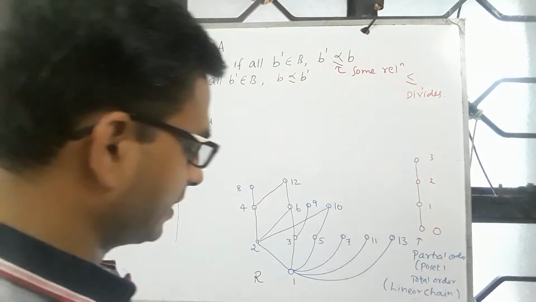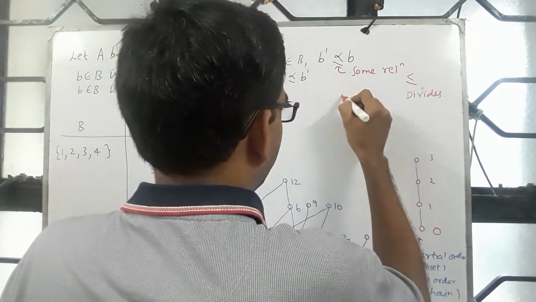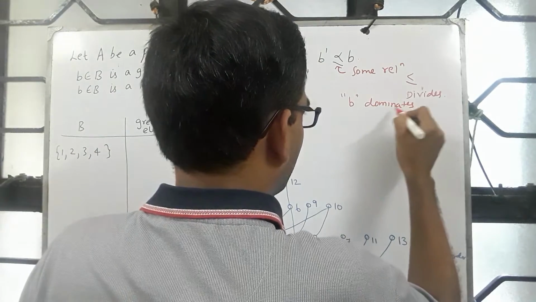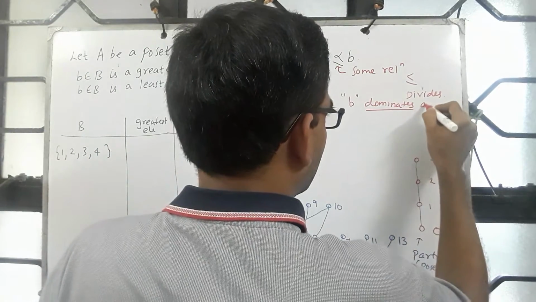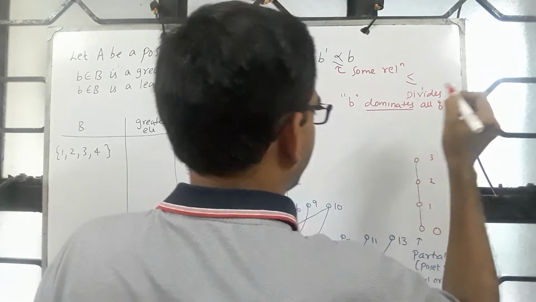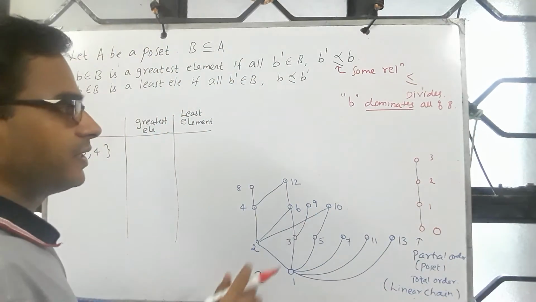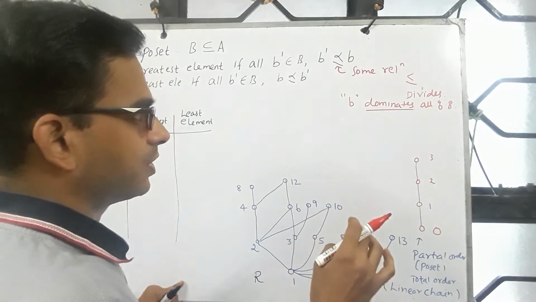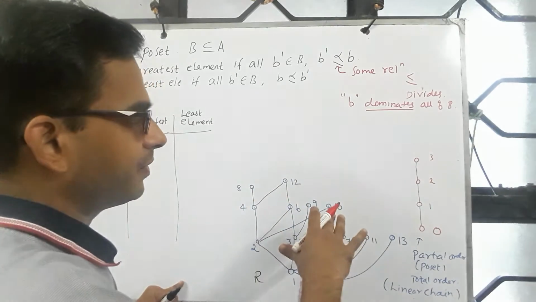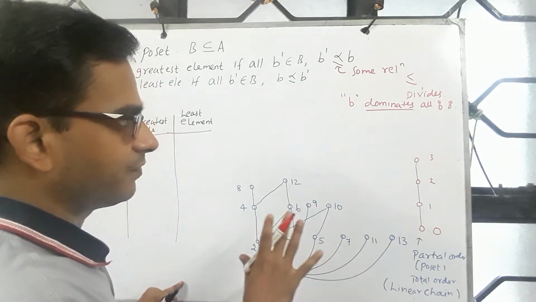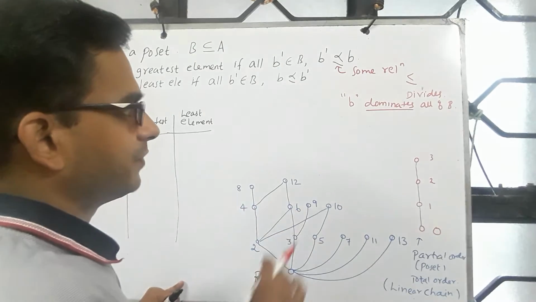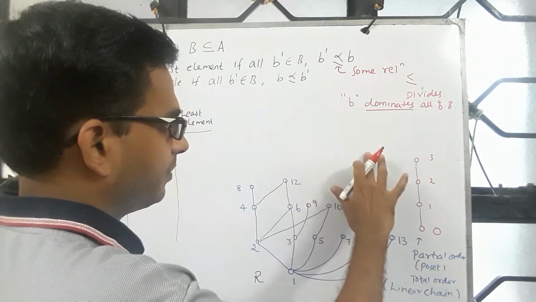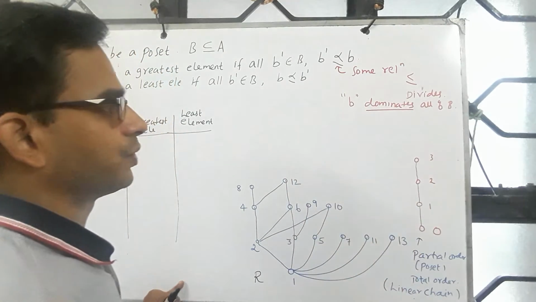So in some sense this says b dominates all of B. Here is an element which is superior to all. When I say dominates or superior, every other element is below it with respect to the Hasse diagram or with respect to the relation. Which means if you look at the arcs, they will be from b prime to b, b prime to b, b prime to b, and so on.